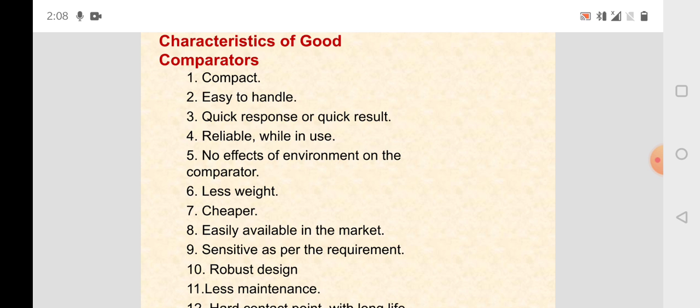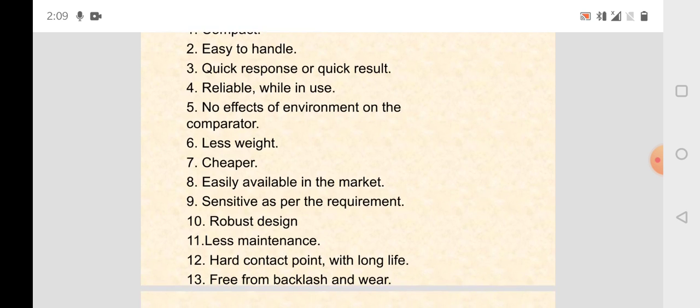It should be reliable when we are using it. The readings we are getting should be accurate and reliable. Then it should not be affected by environmental conditions such as heat or cold, or we can say humidity. So these conditions should not affect the comparator. So these are the qualities possessed by an ideal comparator. It should possess all these qualities. So a good comparator should have these characteristics. It should be less in weight. Obviously, handling of that from one place to another place will be easier.